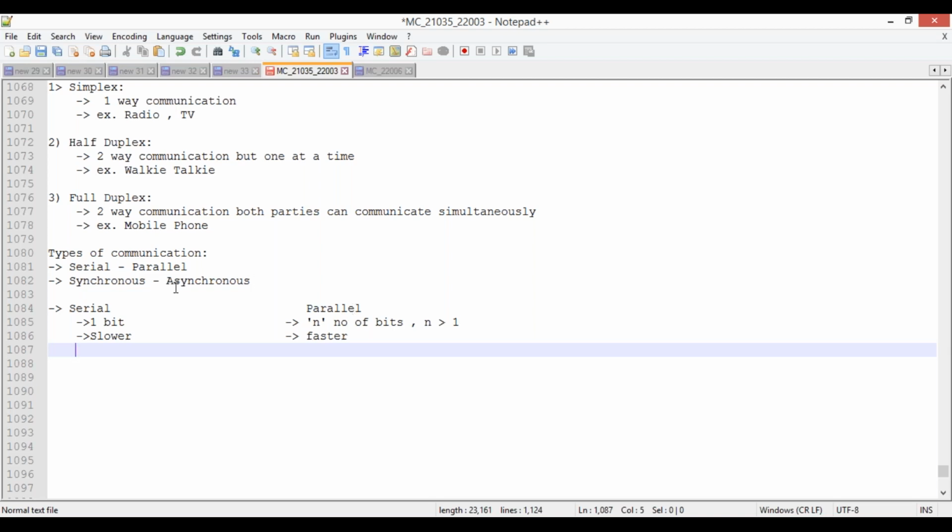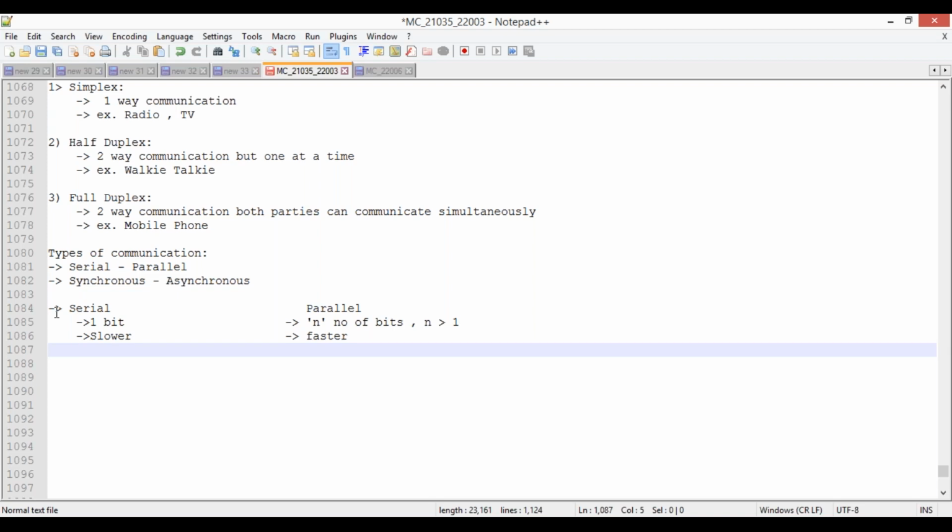People are going with the serial protocol. These are the most dominating protocols nowadays. Whatever protocols we are going to learn here are the serial protocols, no parallel protocol. So what is a serial protocol? One bit is getting transmitted at a given instance of time. It is called serial communication or the serial protocol.